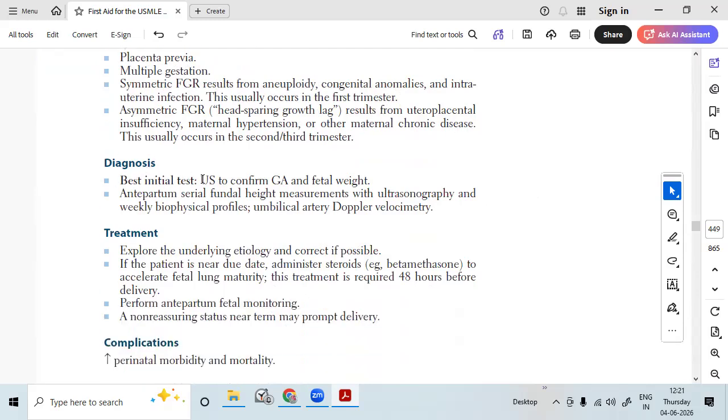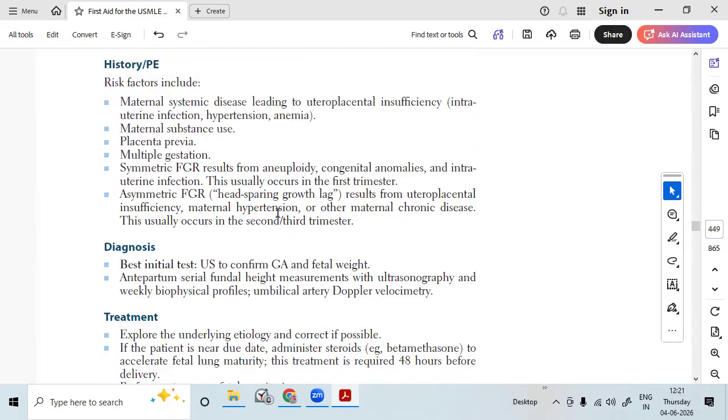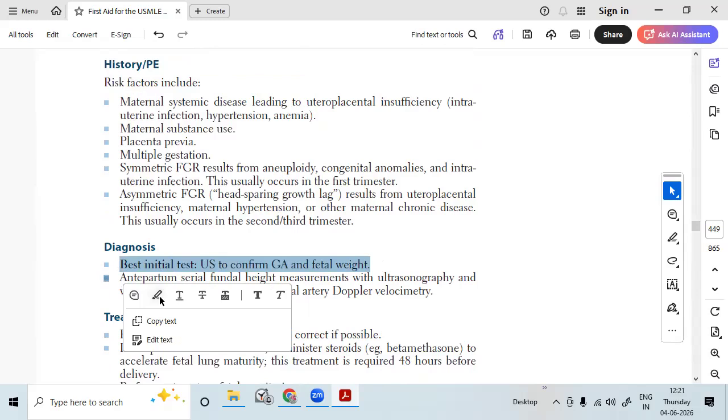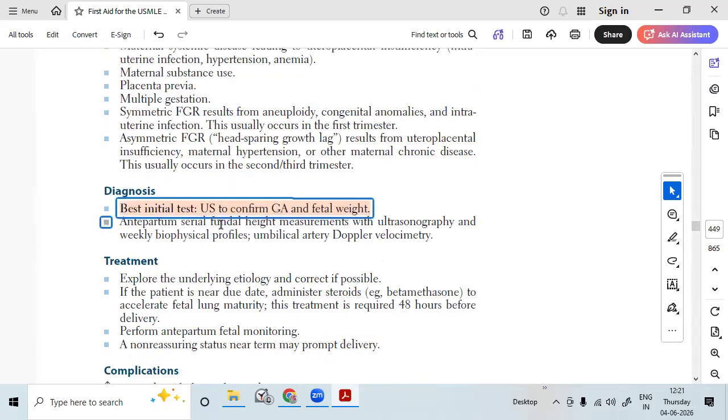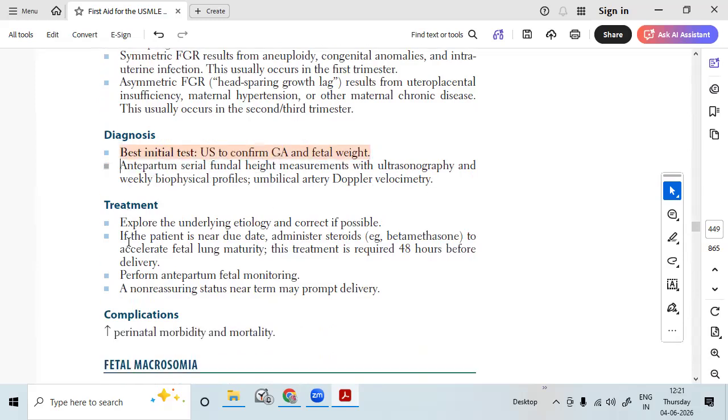Diagnosis: best initial test is ultrasonography to confirm gestational age and fetal biometry. So you do a USG for everything and anything in obstetrics. Antepartum serial fundal height measurement with ultrasonography, weekly biophysical profiles, and umbilical artery Doppler velocimetry, you need to do.